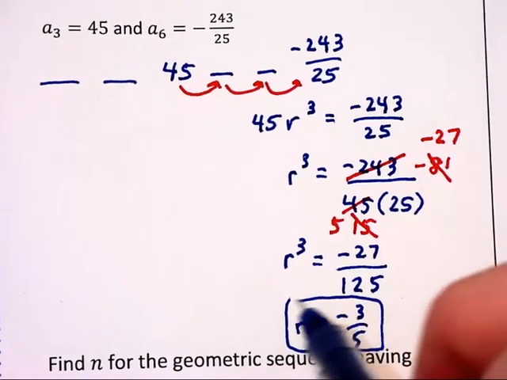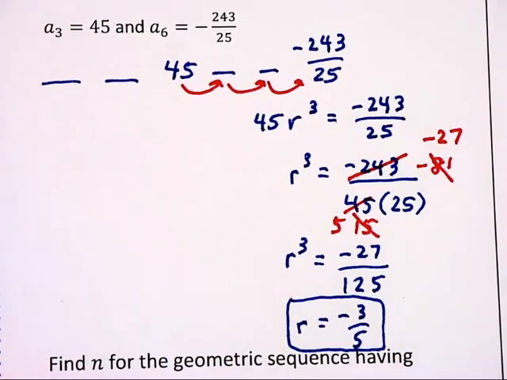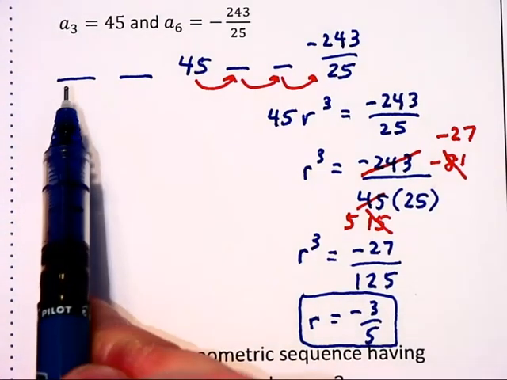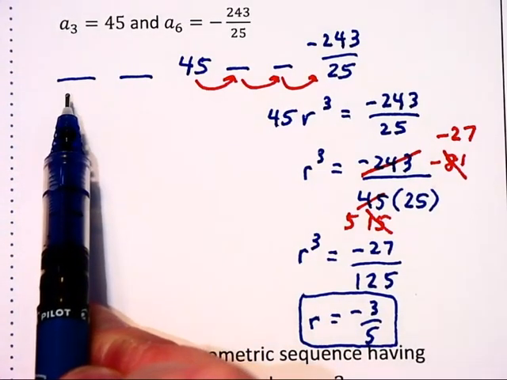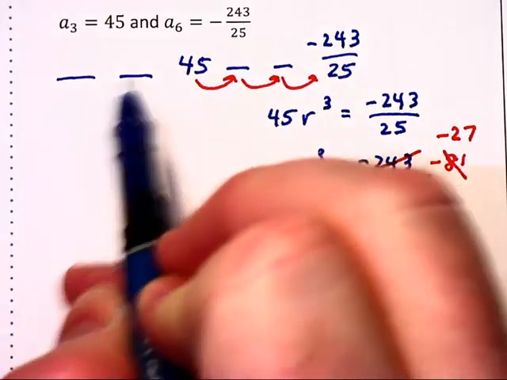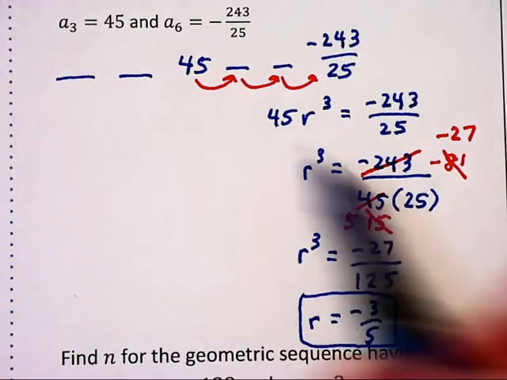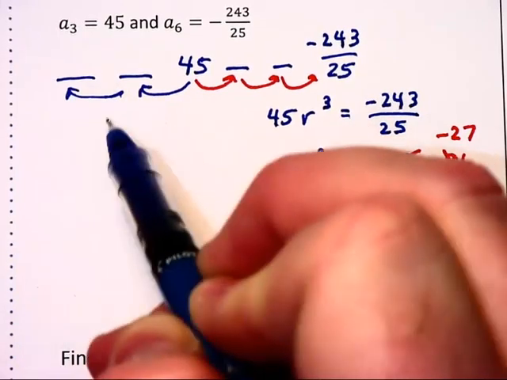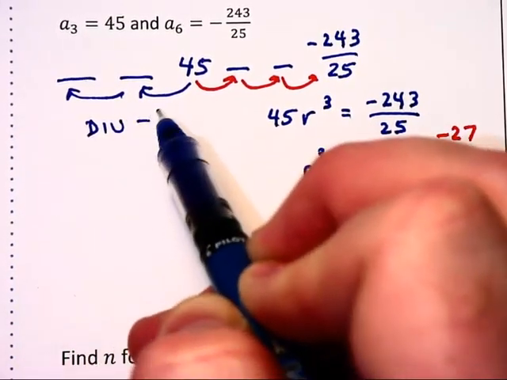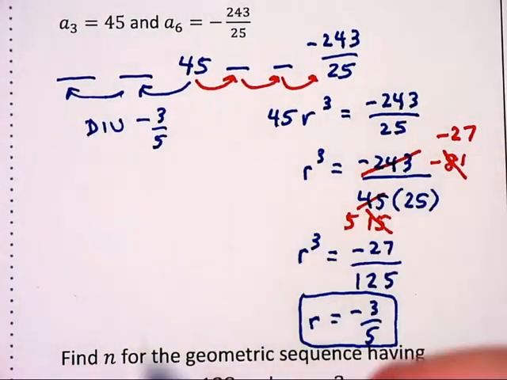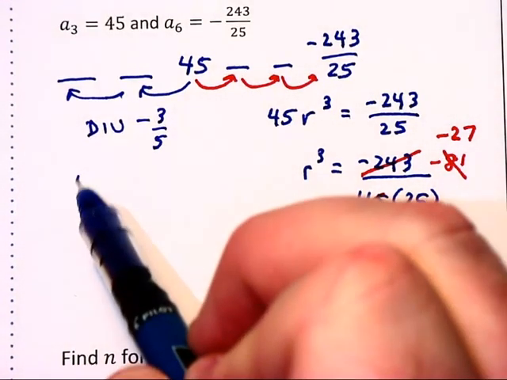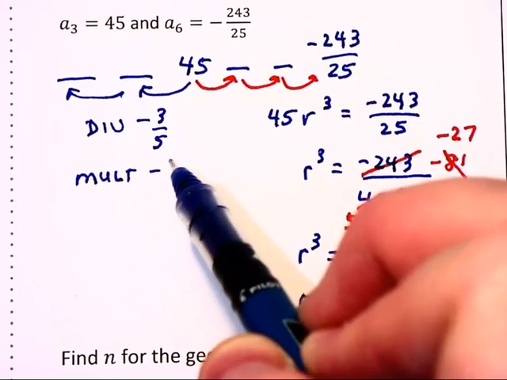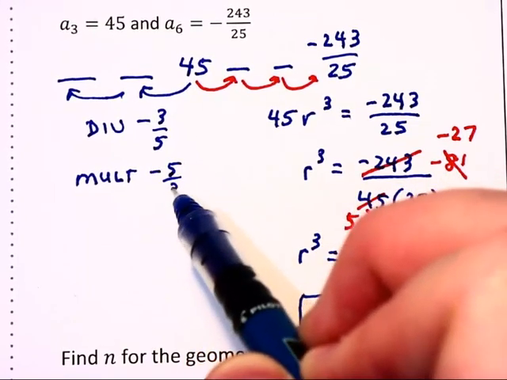So that is the first thing we were asked to find, the value of r. Now we need to go and find the missing value of a1. We know that when we go from left to right, we're multiplying by negative 3/5. So if we're going from right to left, we are going to be dividing by negative 3/5. Whenever we divide by a fraction, we multiply by the reciprocal. So basically this means we're going to be multiplying by negative 5/3.